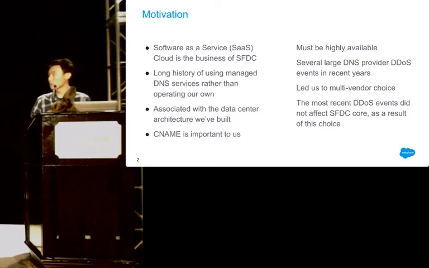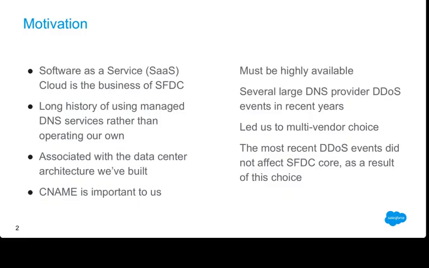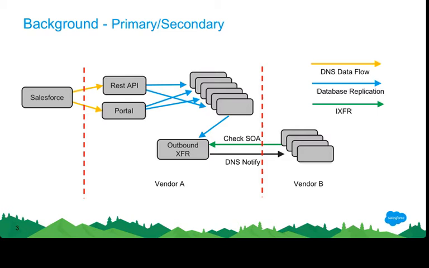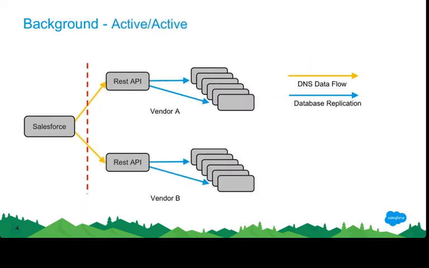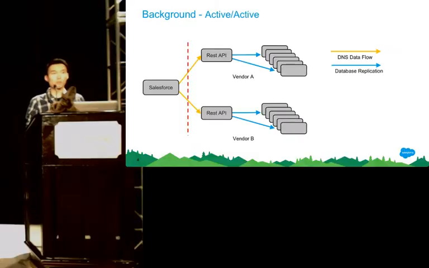However, in the past several years, there were lots of DDoS attacks happening, and that made us decide to use multiple DNS vendors. And because of our choice, we were not affected by last year's DDoS attack. At Salesforce, we applied two types of multi-DNS vendor configs. The first one is primary, secondary. And the second one is active-active or primary-primary. So that means we use both of the two DNS vendors as primary. And when we need to make some changes to our zones, we update the zones at both of these vendors.